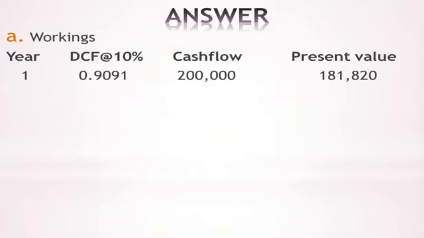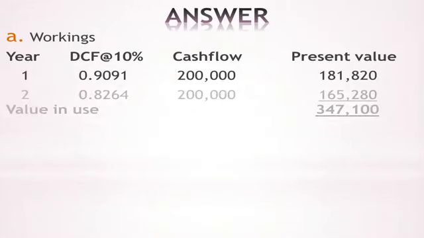So r here is 10%, so it's going to be 1 over 1 plus 10%, and we are doing it for the first year. The number of years is only 1, so 1 over (1 plus 10%) raised to the power 1, and that will give us 0.9091. And the cash flow per the question is 200,000, so we multiply 200,000 by 0.9091, and then we'll get 181,820.